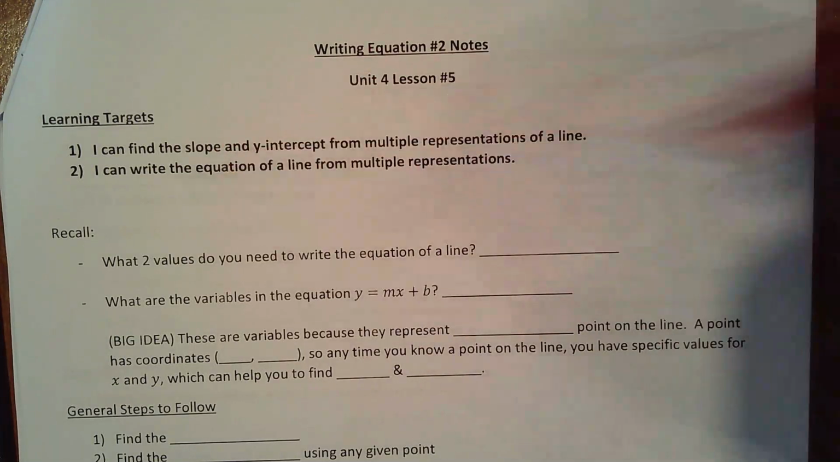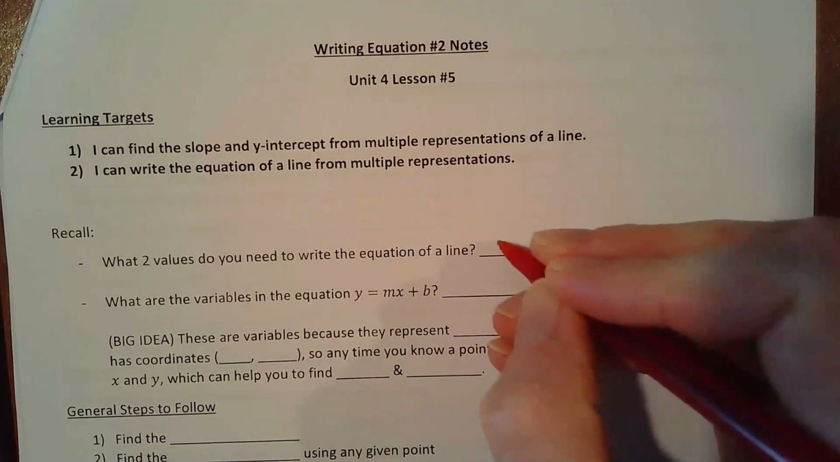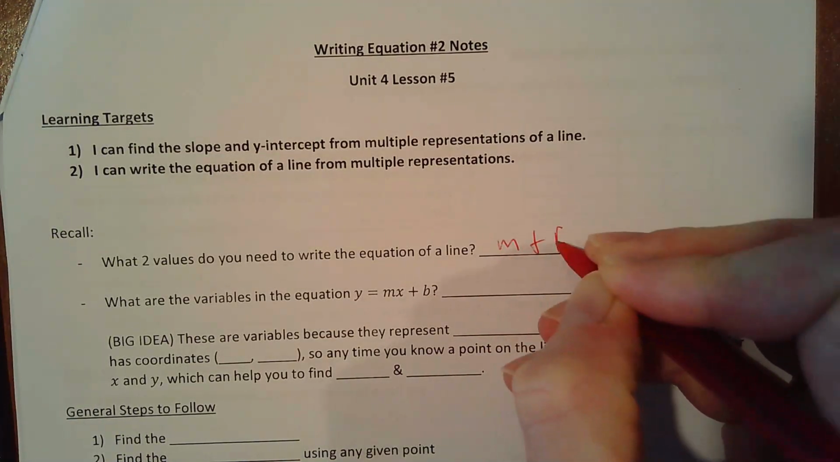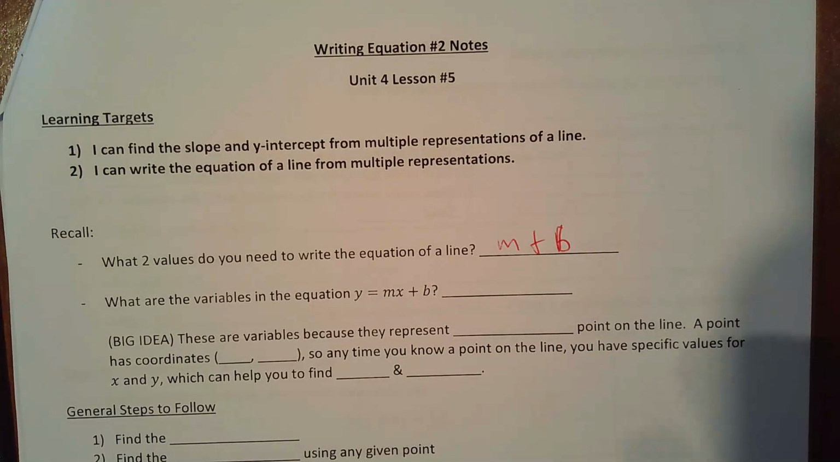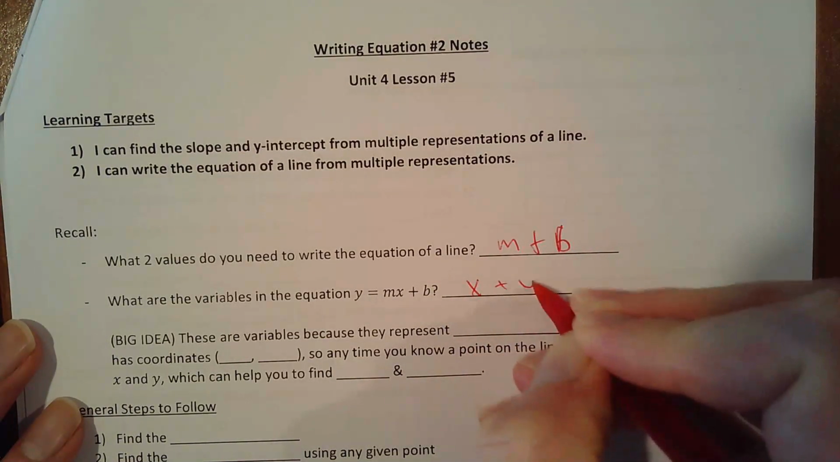So using the slope and y-intercept, I can write the line. What 2 values do you need to write the equation? So if you want to write the equation, you know what m and b are. And b. What are the variables? The variables are x and y.